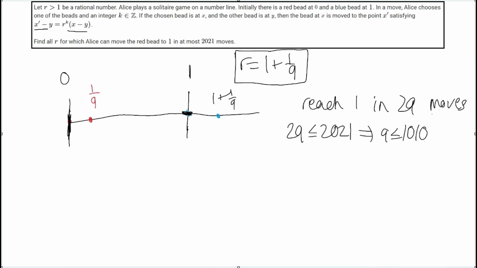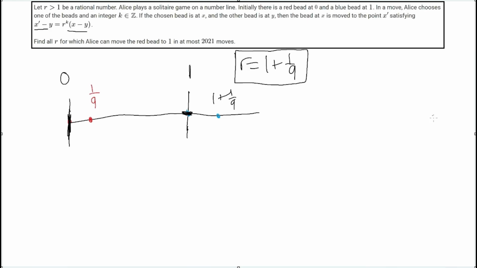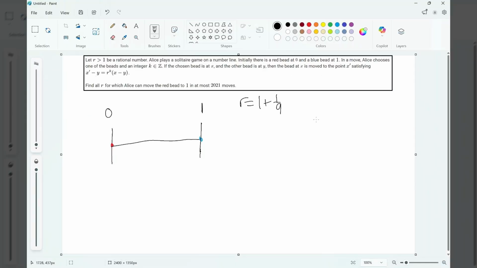Now we just need to show that if this is true, that 2q moves is the best we can do. In other words, does there exist a better strategy to go forwards than this inching forward strategy? To do so, we can try turning back to our invariant idea. Because remember how when we used r equals 1, then this just simplified really nicely and the red point was invariant. But with this r, we cannot make it equal to 1, because that would cause 1 over q to be 0, which is bad.